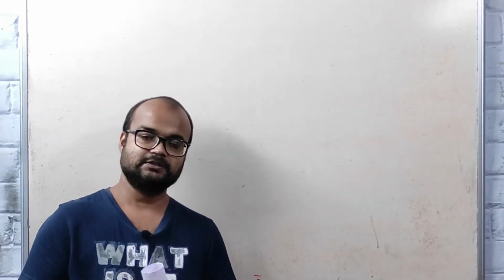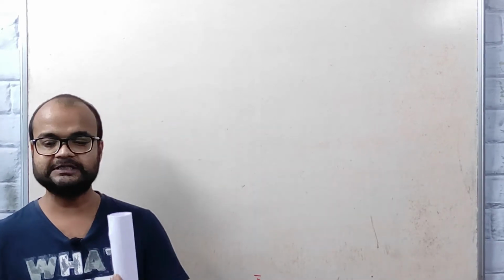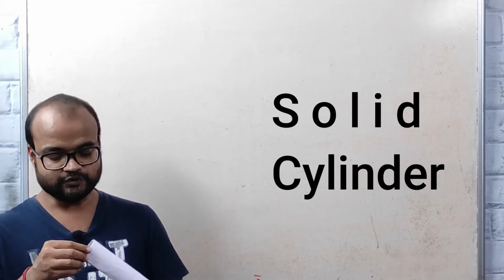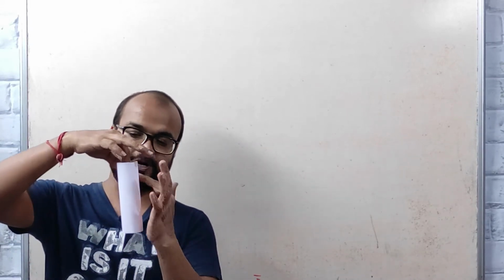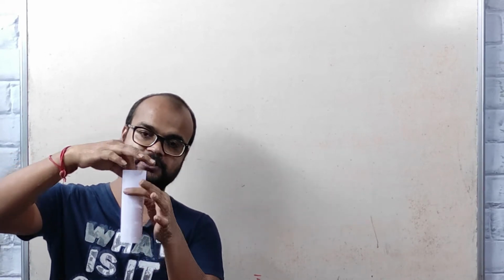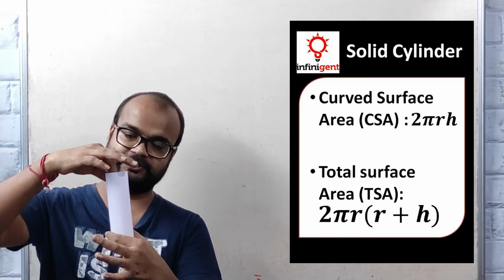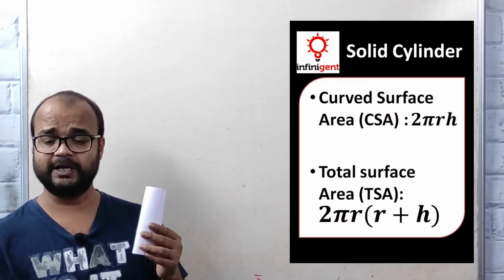first part I'm going to discuss with you is the solid cylinder. Now solid cylinder means it is a block, a cylindrical block. So now this is the curved part, and the area of this curved part is known as the curved surface area. Curved surface area formula is 2 pi rh.